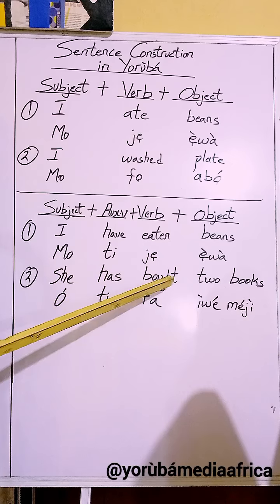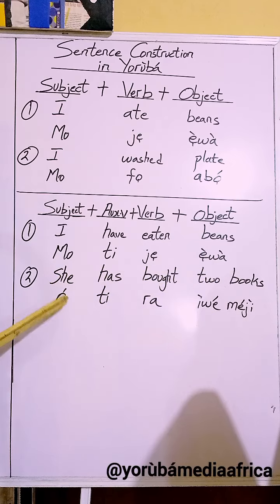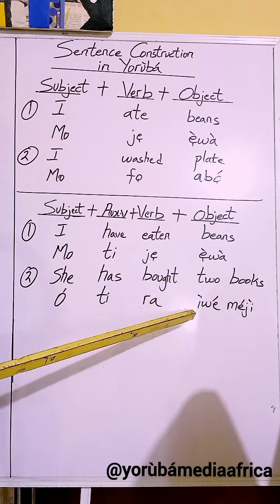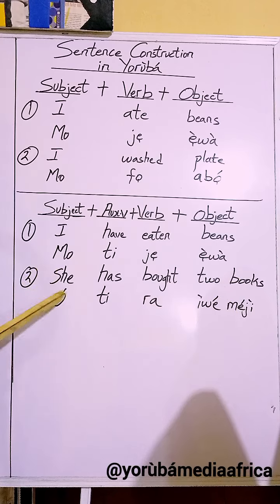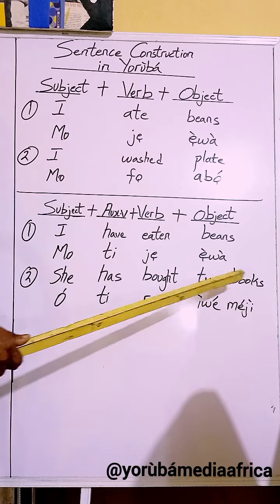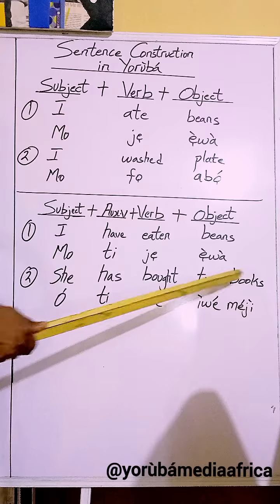She has bought 2 books. Ó ti ra ìwé méjì. In English, we have 2 books.